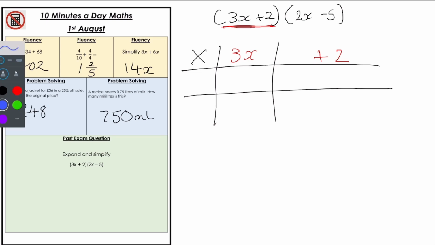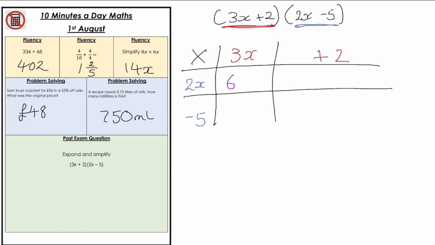Then the next one is 2x minus 5. So we're going to put this here, so 2x and minus 5. Now we're going to multiply them together. So 2x times 3x is 6x squared, because 3 times 2 is 6 and x times x is x squared. Now 2x times a positive 2 is 2 times 2, which is 4x. And then we're going to do 3x times minus 5. Well, 3 times minus 5 will give me a negative number, which is minus 15x. And then minus 5 times a positive 2, a negative and a positive makes a negative. So 5 times 2 is 10, so that's minus 10.